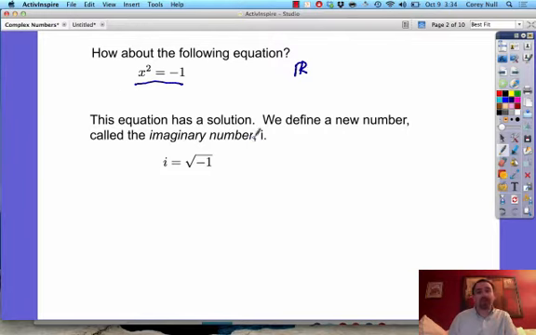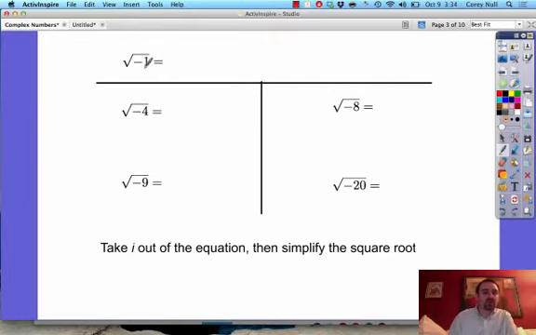But now we're going to add in a new number that is not a real number. This new number is called the imaginary number, and we denote it by the letter i, lowercase i. And we define this new number as the square root of negative 1. Okay, so we're creating a new number. It's called i, sometimes known as the imaginary number, and it is defined as the square root of negative 1. All right, so the square root of negative 1 is i. That's the definition.